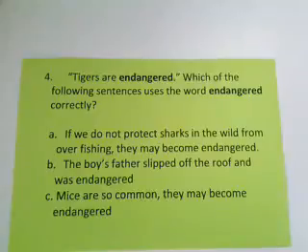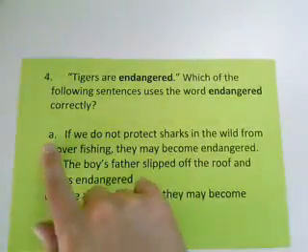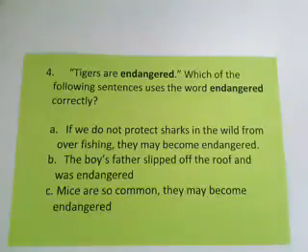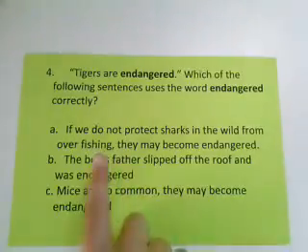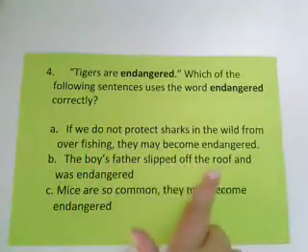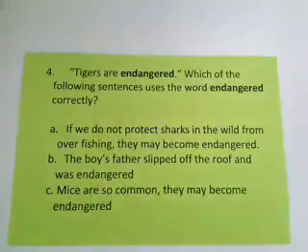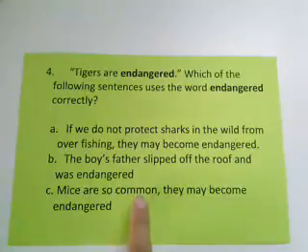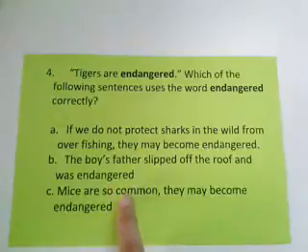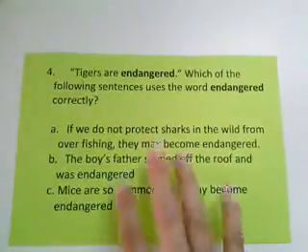The correct answer is A. Okay, if we don't protect sharks, then they might become endangered, meaning they are at risk of dying out because so many people are fishing for them. B doesn't make sense. He slipped off the roof and was endangered. And C, mice are so common, meaning there are so many of them, they may become endangered. That doesn't make sense. If there's a lot of them, then they are not at risk of dying out.